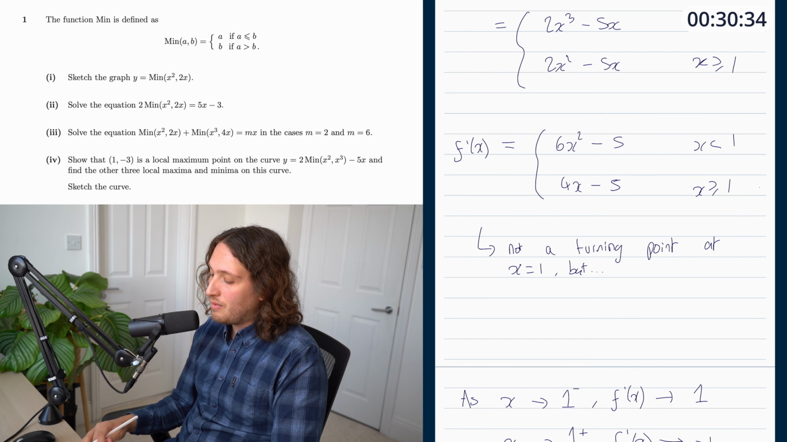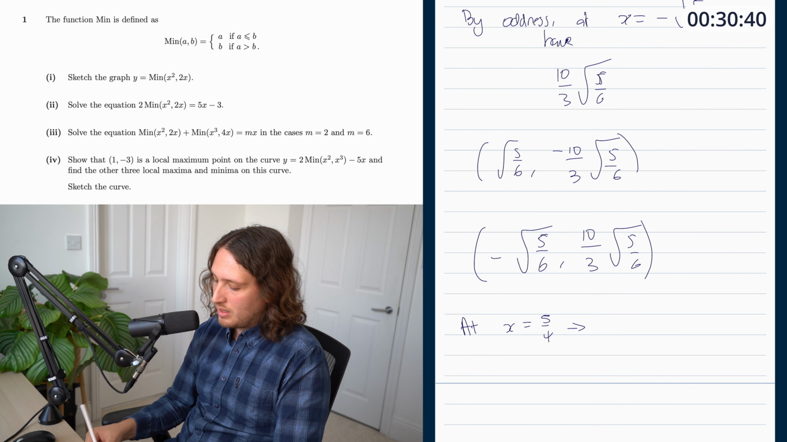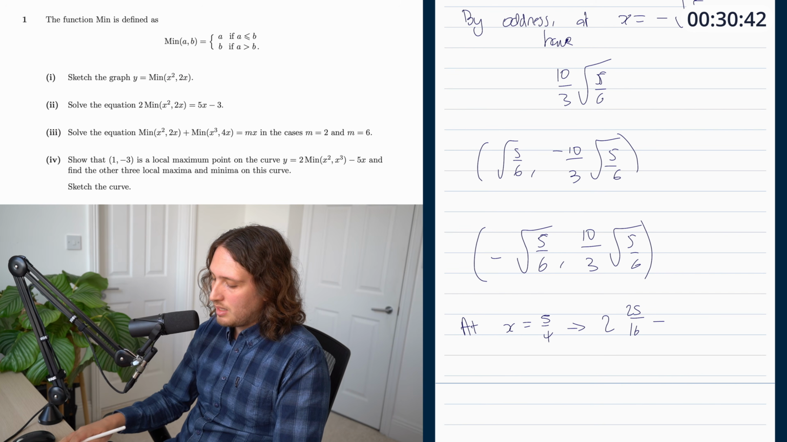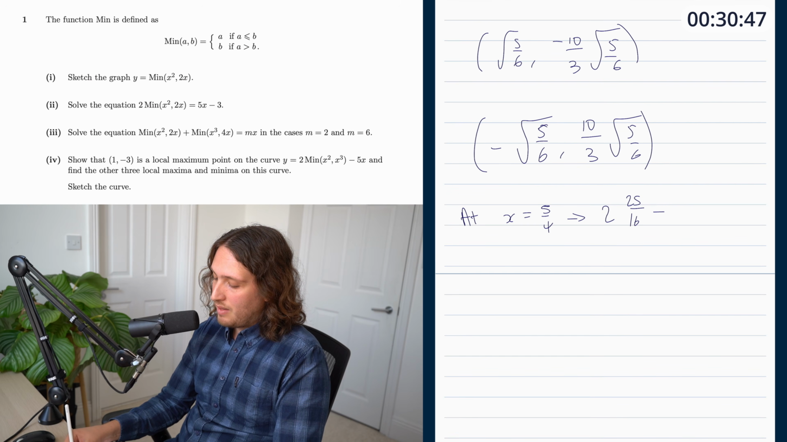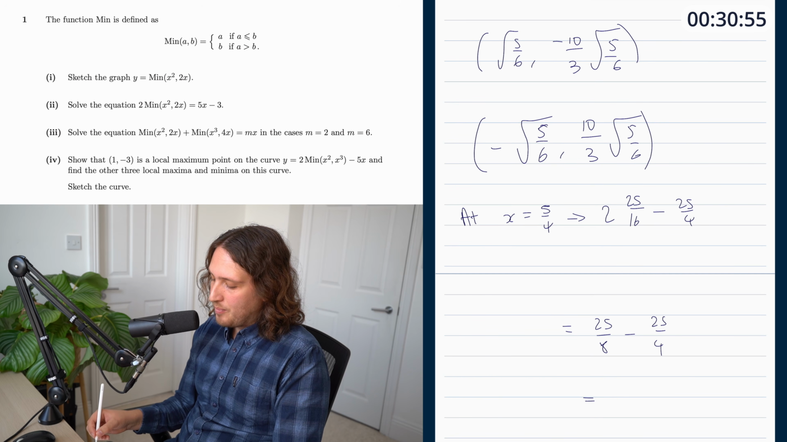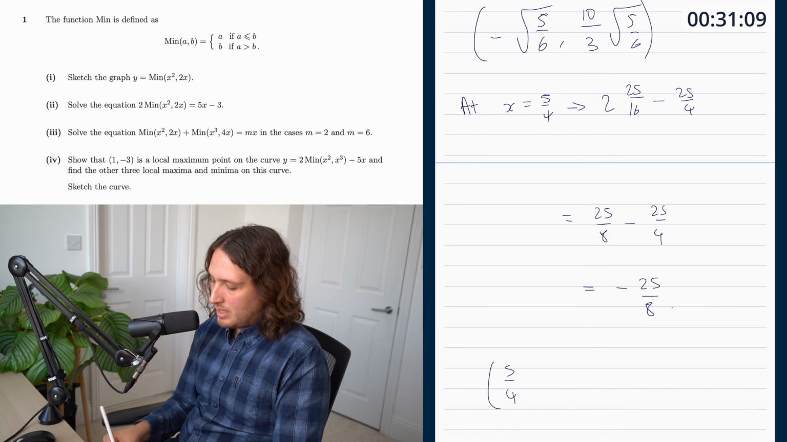So for x equals 5 over 4, well, I'm using this portion of the domain. So I've got 2 times 25 over 16 minus 5x, and 5x is 25 over 4. So 25/8 minus 25/4, which is minus 25/8, I think. Yeah, so my other one is at 5/4, minus 25/8.